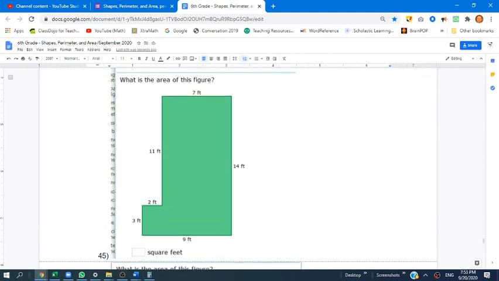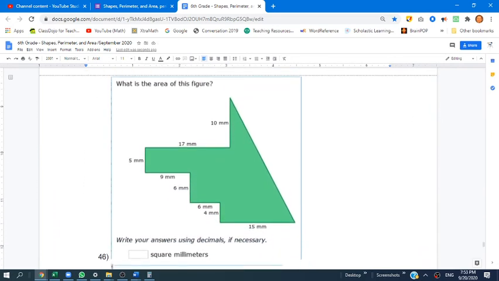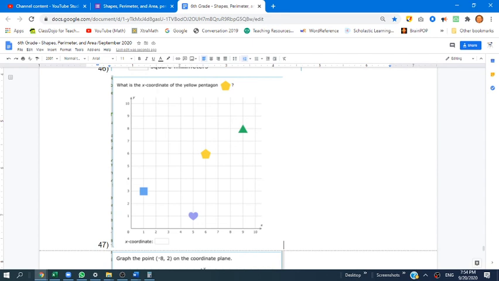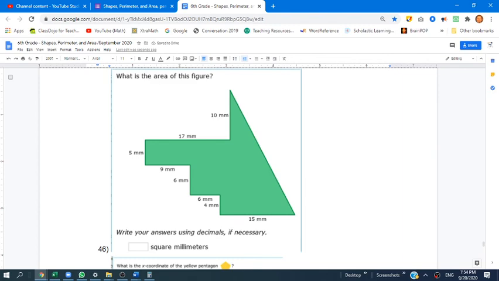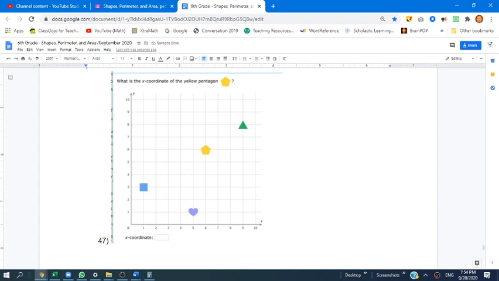Number 45. What is the area of this figure? Number 46. What is the area of this figure? Write your answer using decimals if necessary. Number 47. What is the x-coordinate of the yellow pentagon?